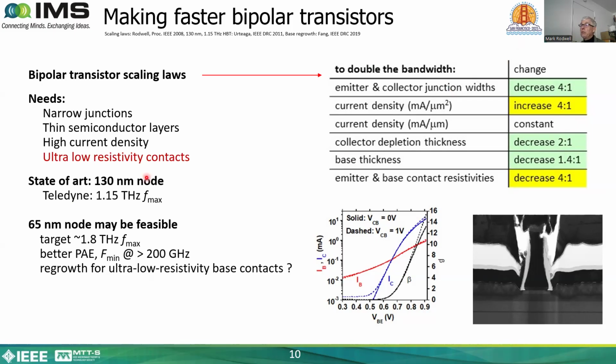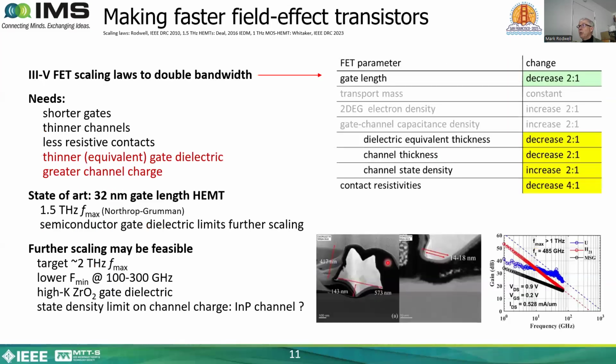As I have mentioned on the previous slide, at the 130 nanometer node, Teledyne's transistors have about a 1.1 terahertz Fmax. My group has done a lot of fundamental work toward the subsequent 65 nanometer node, which in principle should give an Fmax of about 1.5 terahertz. We've got all of these parameters here, but we haven't yet demonstrated a 1.8 terahertz device. I simply state this to say that at the point where this becomes relevant, a wider bandwidth transistor is feasible.